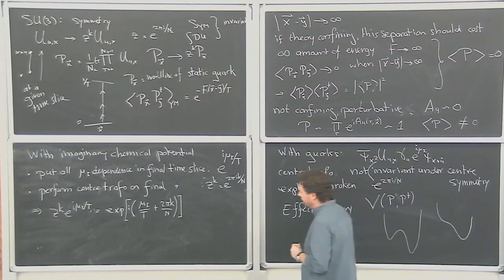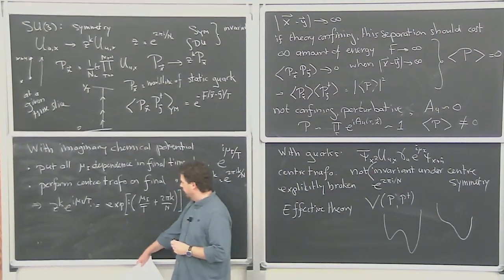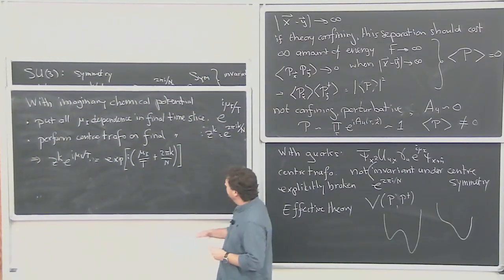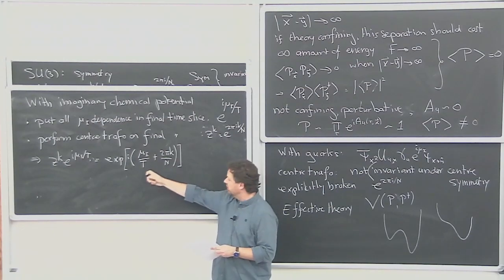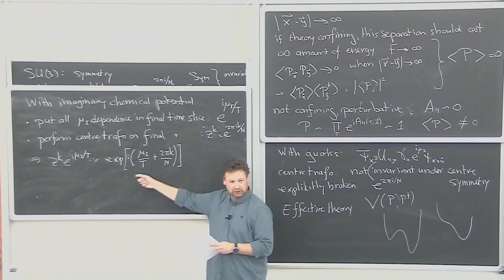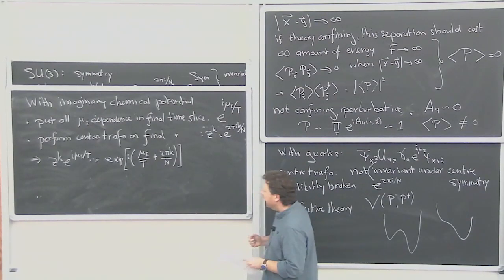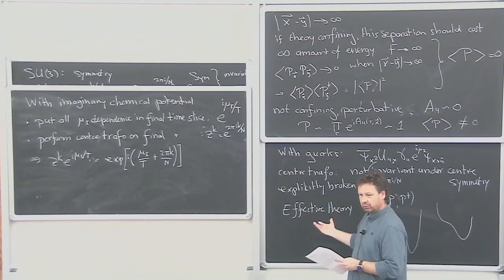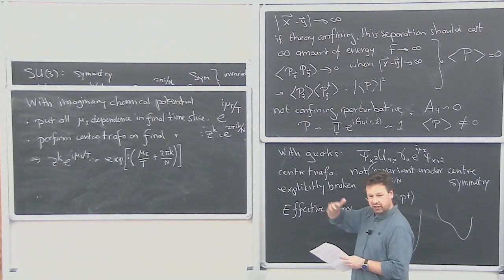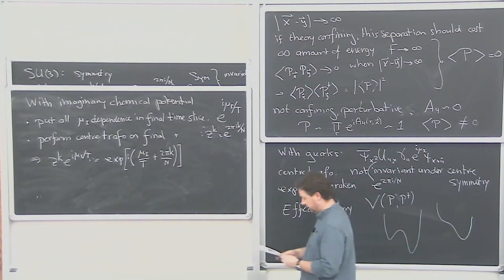And now you can see what I just hinted at. If you do a center transformation, you can absorb the effect of the transformation in the imaginary chemical potential. So you can undo it. In other words, center symmetry is again a symmetry of the theory, provided I change the imaginary chemical potential.